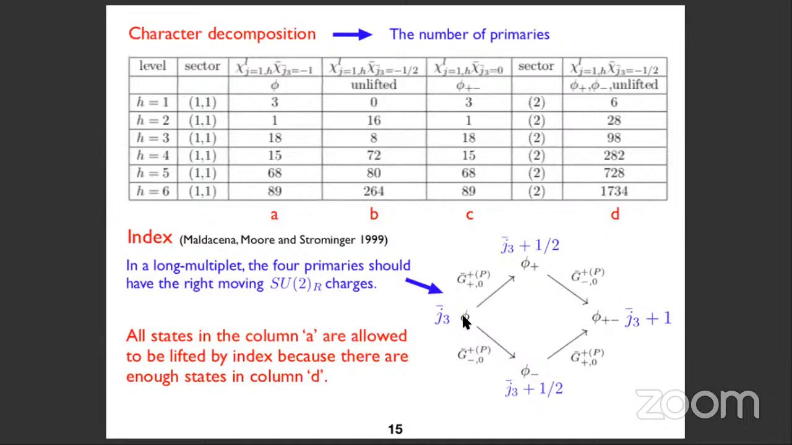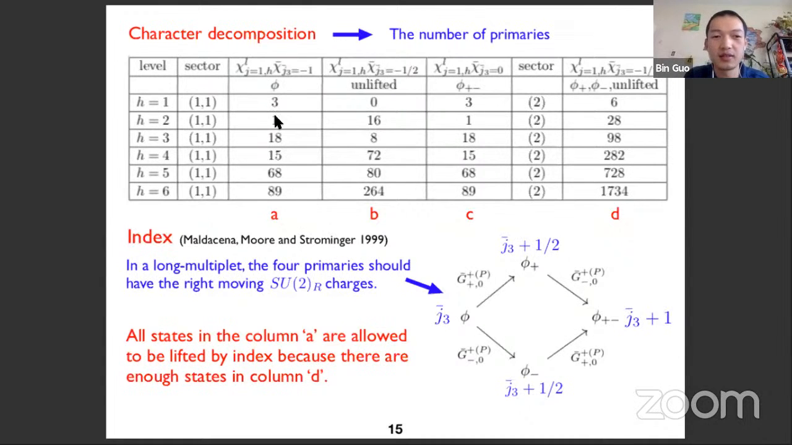Is this something that can be captured by some kind of more refined index? Yes, I think so. I'm not sure if anyone has done that, but there should be a refined index. But it may not be easy to find the closed form for this index. But you can count explicitly like this and get the unlifted states.